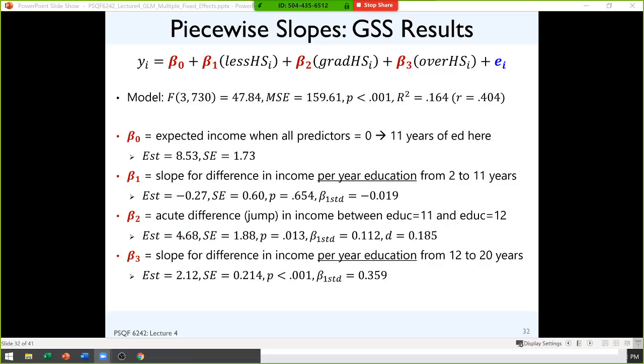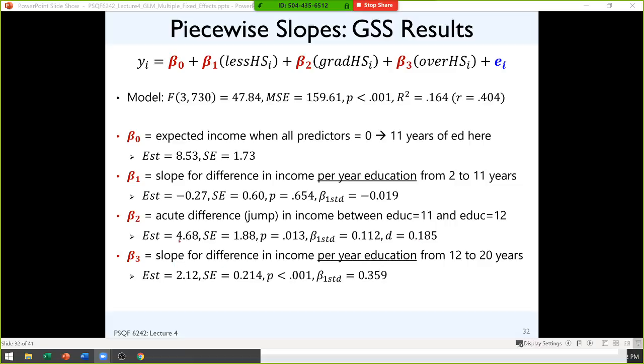Does it matter if you graduated high school? Yes, as expected. Income is higher by about $4,600. That estimate divided by the standard error gives us a t that results in a p-value of 0.01, which is significant. So yes, that estimate is positive. I have a standardized slope for it. It corresponds to an R of about 0.1, so it's a small effect. A d of about 0.2. d is standardized mean differences. So basically there is a 0.2 standard deviation difference between someone who didn't graduate high school and someone who did.